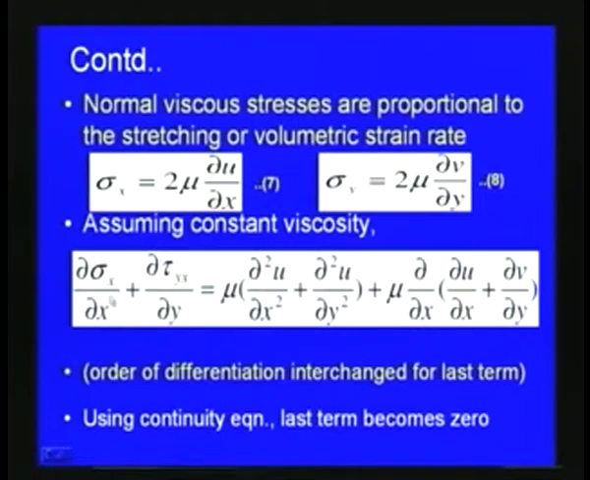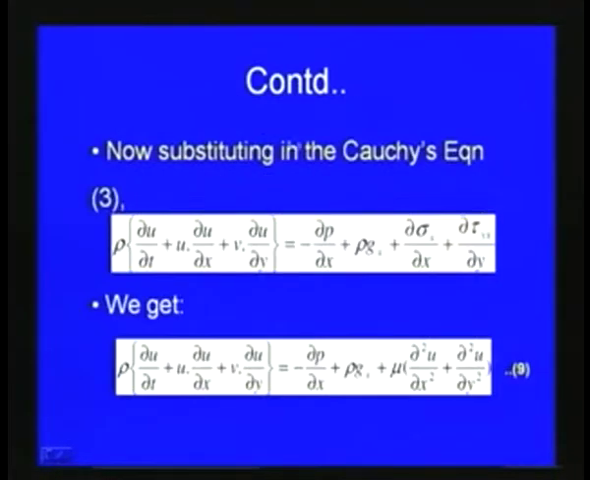So, finally we get ∂σx/∂x + ∂τyx/∂y equal to μ(∂²u/∂x² + ∂²u/∂y²). By using the continuity equation, this term becomes 0, and now we can use these approximations in the Cauchy's equation given here: ρ(∂u/∂t + u ∂u/∂x + v ∂u/∂y) = -∂p/∂x + ρgx + ∂σx/∂x + ∂τyx/∂y.